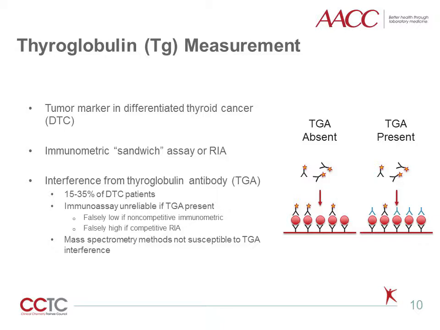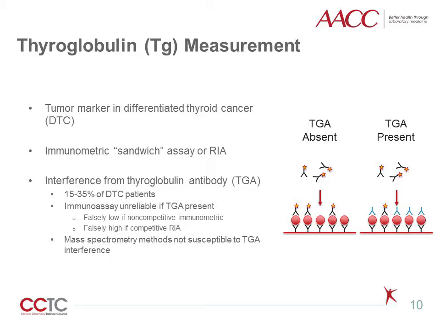Anti-thyroglobulin antibodies can cause falsely low thyroglobulin values if a non-competitive immunometric assay is used, and falsely high thyroglobulin values if a radioimmunoassay is used. For this reason, thyroglobulin and thyroglobulin antibodies should be measured in tandem in patients with DTC, and thyroglobulin results should be interpreted with caution if thyroglobulin antibodies are present. Recently developed mass spectrometry-based methods are not susceptible to anti-thyroglobulin antibody interference and provide an alternative testing option in patients with anti-thyroglobulin antibodies.